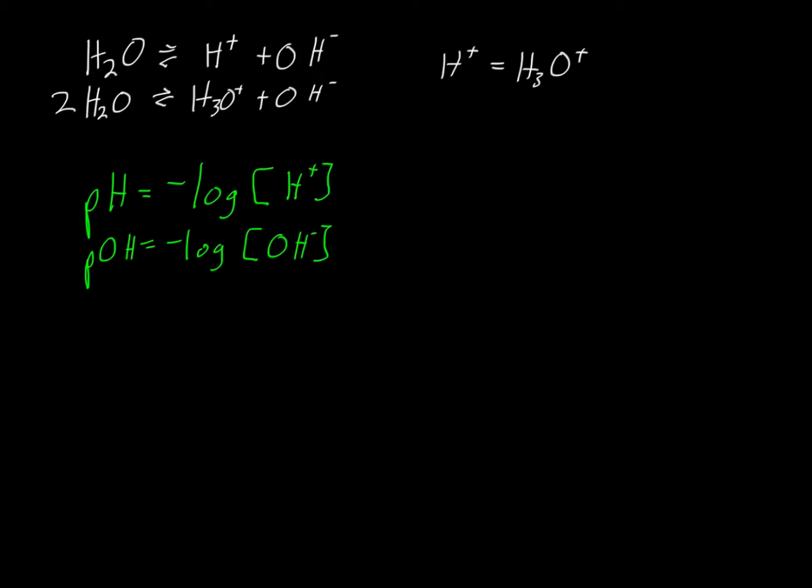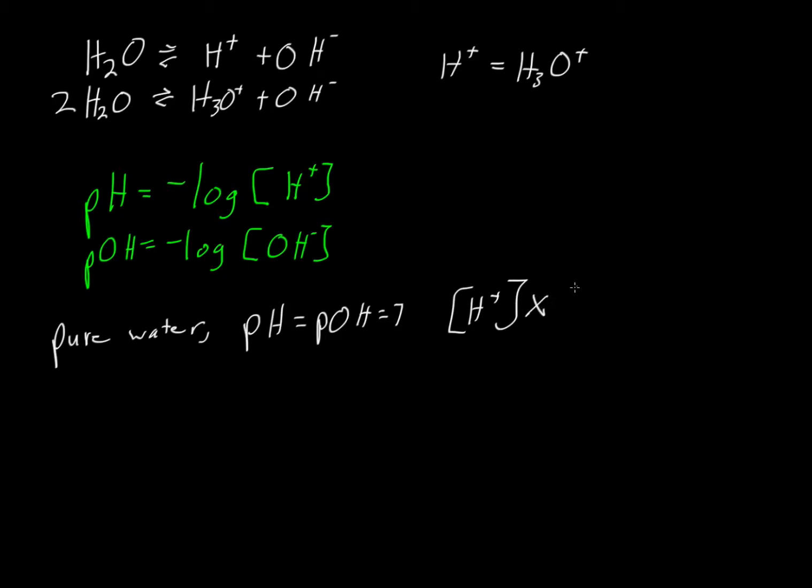And based on the properties of water, if you take pure water at pH 7, pH equals pOH, which equals 7. If you take the concentration of H plus and multiply it times the concentration of OH minus, you get 1 times 10 to the minus 7th. Okay, so this is where the sliding scale of 14 comes from.